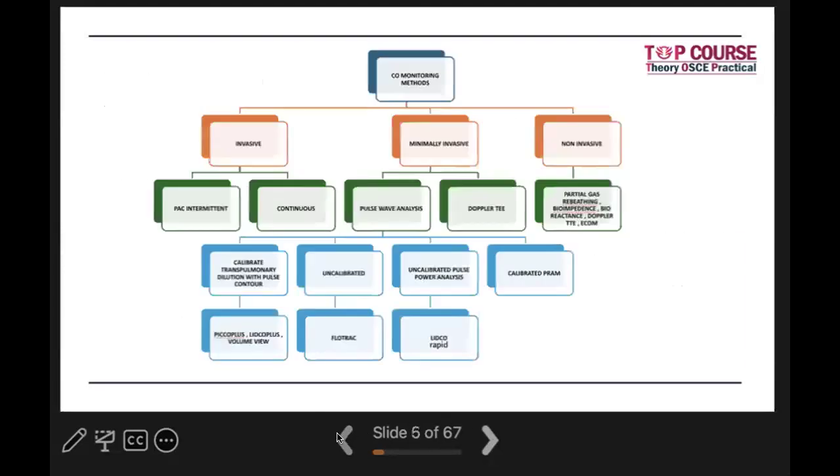Now if you go back to the chart, you can see that in minimally invasive techniques, we are following pulse wave analysis or Doppler esophageal echocardiography. In pulse wave analysis, the devices that need to be calibrated are PiCCO Plus, LiDCO Plus, and VolumeView, which use transpulmonary thermodilution with pulse wave analysis. The uncalibrated or internally calibrated versions, which use pulse wave analysis, are FloTrac and LiDCO Rapid.